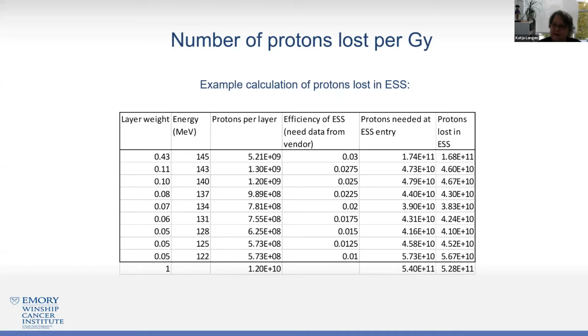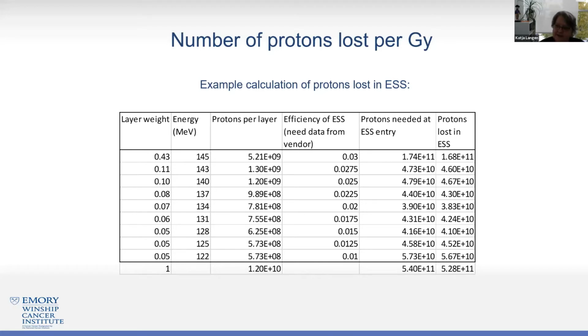You then need to know the efficiency of the energy selection system. So this is typically data you get from the vendor. This is not something you can easily calculate. We got this from the vendor. So I know how many protons I need. I know the efficiency. So now you know how many protons need to enter the energy selection system. Consequently, then you know how many are lost.